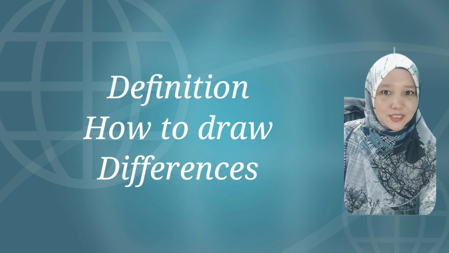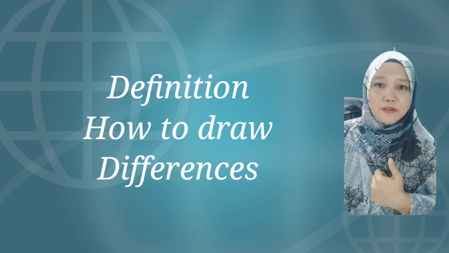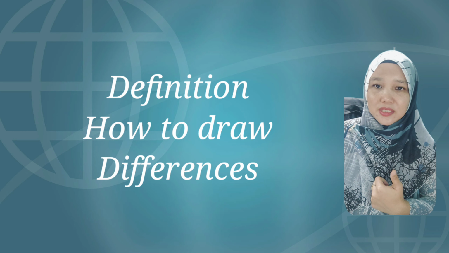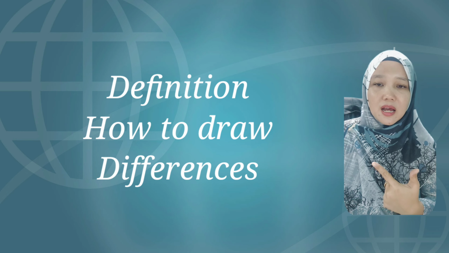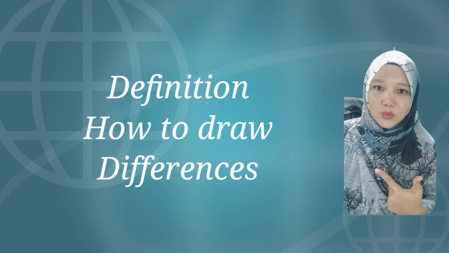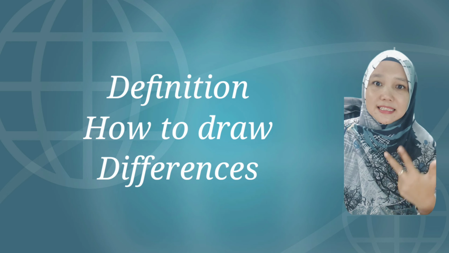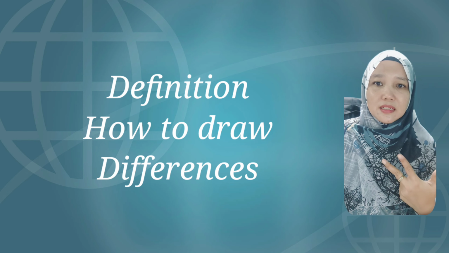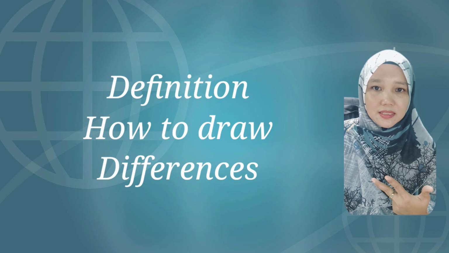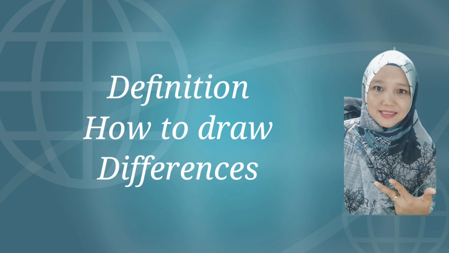What we have learned today. First, the definition of network architecture. Second, we learn how to draw the network architecture, which is peer-to-peer and client-server. Third one, we learn the differences between client-server and peer-to-peer.